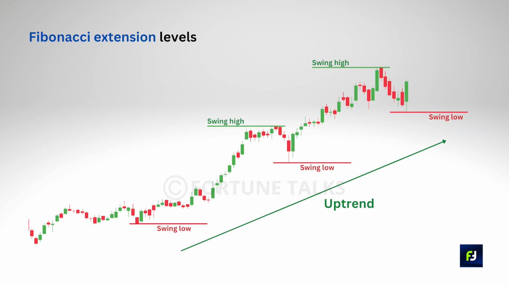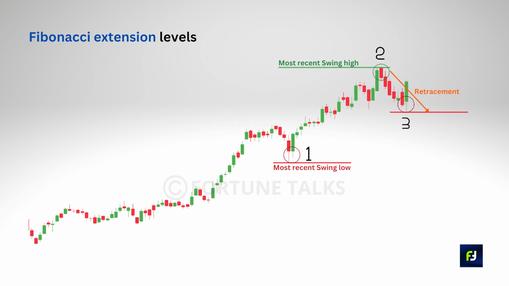The first and foremost step is to identify a trending market. Let us say we have identified an uptrending market. Then find the most recent and significant swing highs and swing lows, and also make a note of the retracement after these swings, preferably at a Fibonacci retracement level from which you have taken a trade.